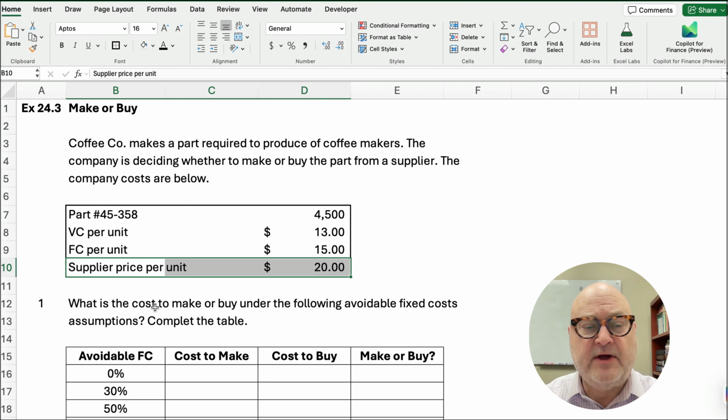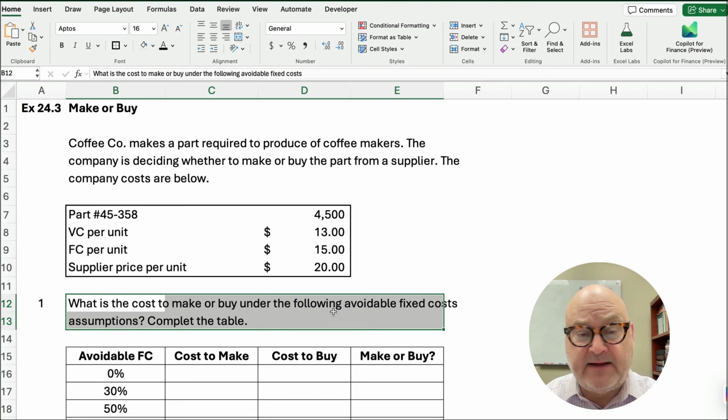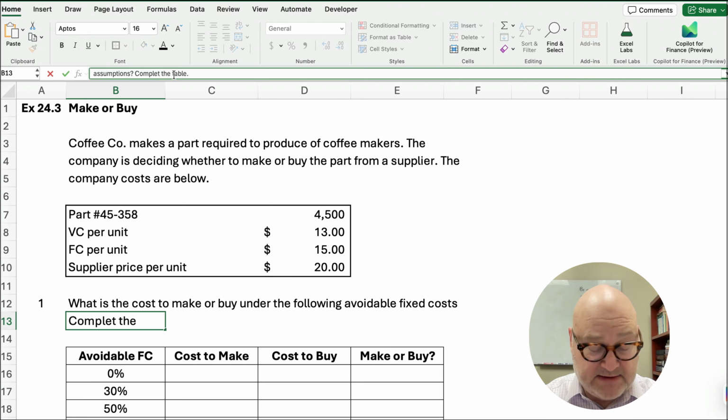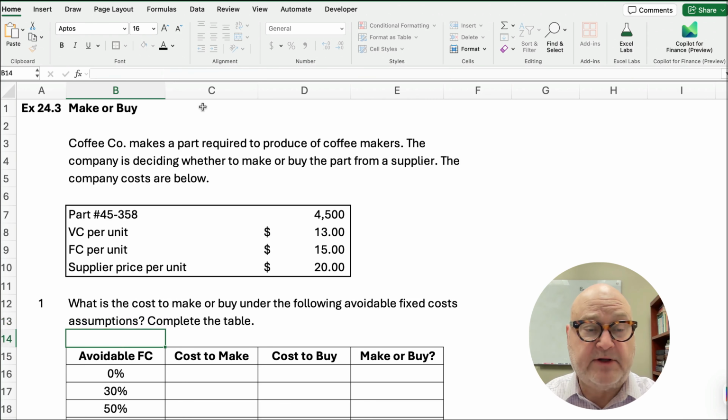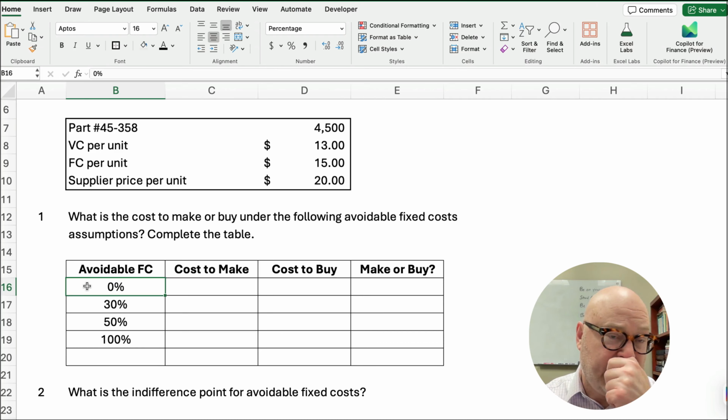So here's what we're going to do. We're going to say, what is the cost to make and buy under the following assumptions, and complete the table. And I misspelled the word complete, so that word was incomplete. So now it's complete.